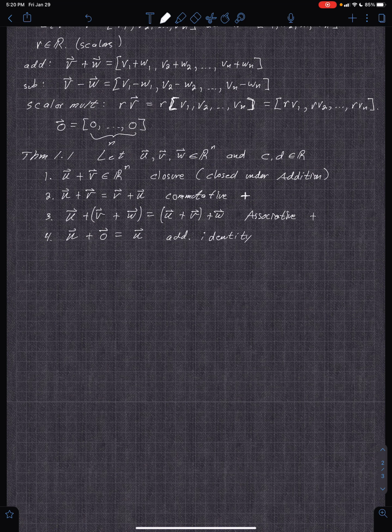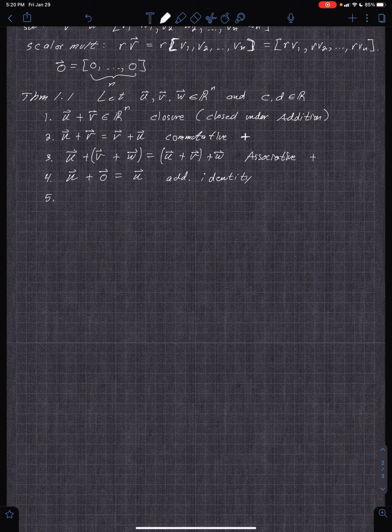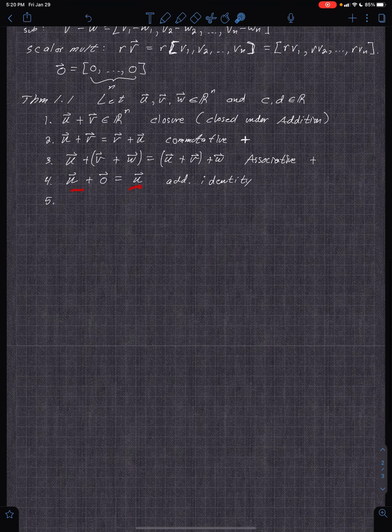Okay, there we go. Number 5. So basically, additive identity is always there's a zero element in the set. And so when you add it to something else, you get the same thing back. That's what we mean by additive identity. It's identically the same thing. This next one, U plus its opposite, negative U, is equal to the zero vector.